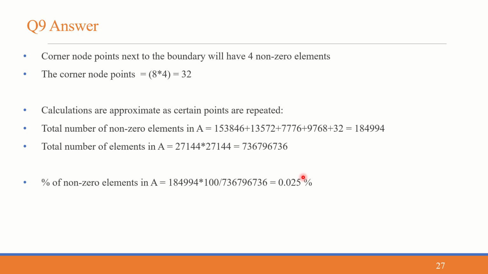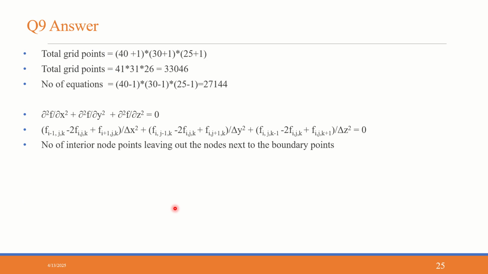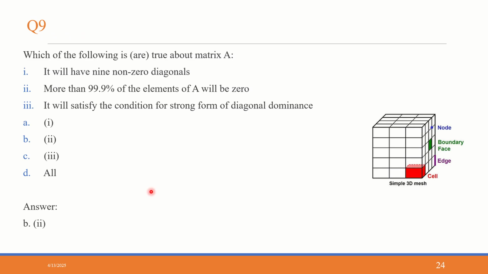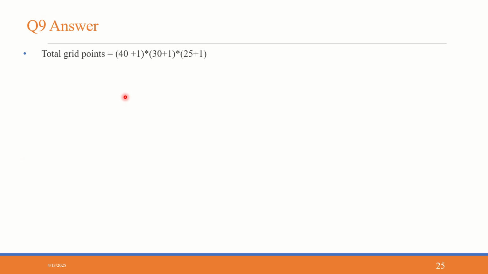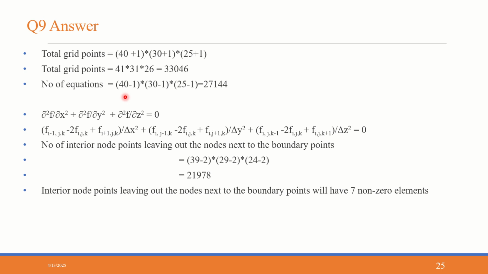So that is the percent of non-zero elements. The percentage of zeros will be 100 minus this, so it gives us 99.975. In the question we can now say clearly that more than 99.9% of A will be 0. So that is how we got it. I hope it is clear now. If you have any doubt, you can ask. Just look at it once. We will go to the next problem shortly.